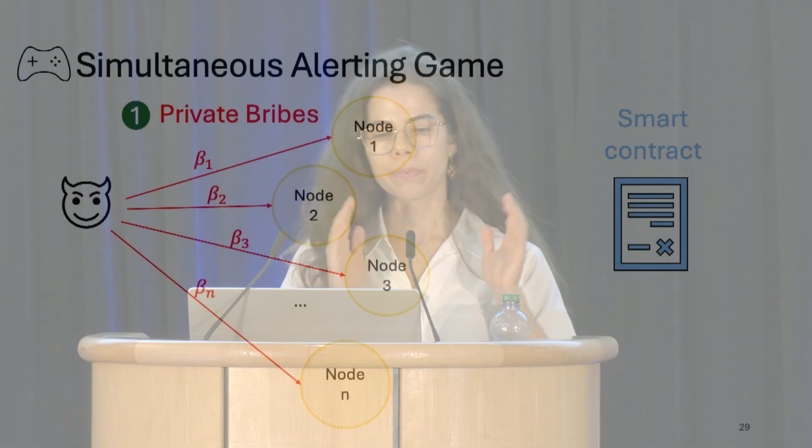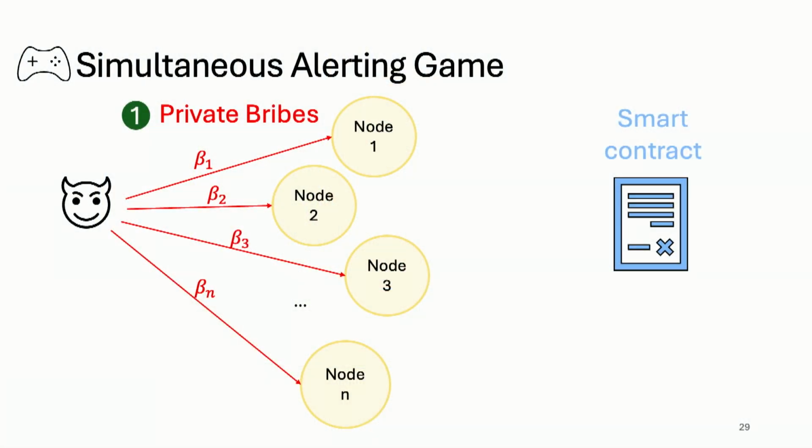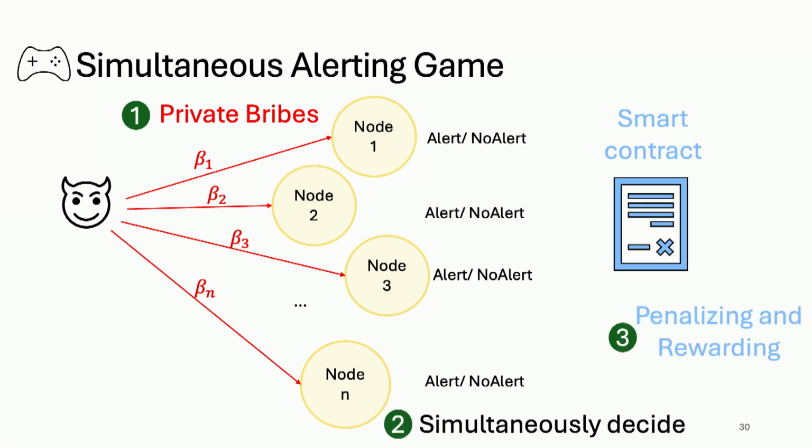And this game has two stages. In the first step, it's the adversary's turn. And the adversary offers each node a private bribe. Okay? The bribes are private. And in the next step, all nodes need to decide whether to alert or not. Now, the second step happens simultaneously, meaning that no node knows what others are doing before choosing its own action. And yet we assume that nodes do not collude here.